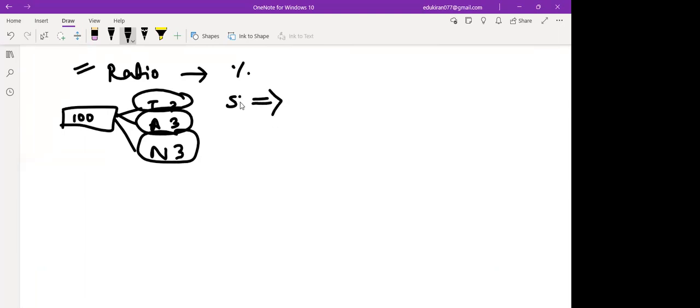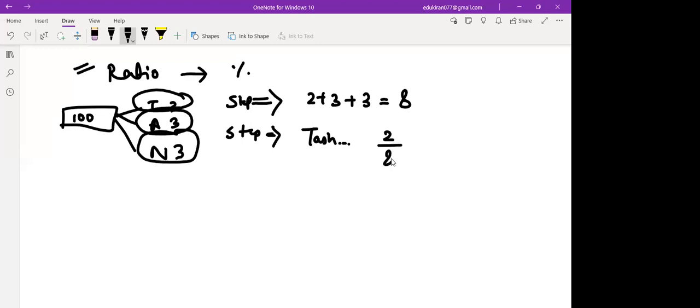So first step: add the ratios. 2 plus 3 plus 3, so you got 8, right? Now, for example, let's just find for Tashin. What was the ratio for Tashin? 2 by 8. But in the previous one, you were directly multiplying with 100. Here you will multiply it with the total amount.